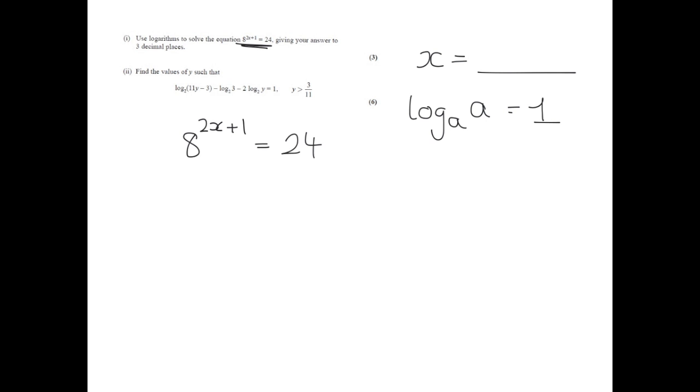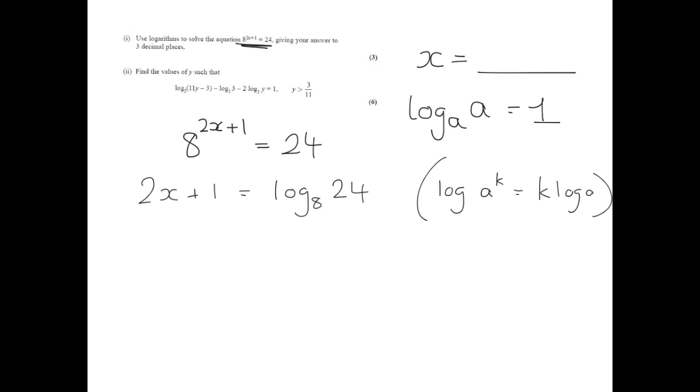So if I take, like I said, logs to the base 8, I'm going to get 2x plus 1 is equal to log to the base 8 of 24. Remembering just the log rules here, so if I have log of any base really, a to the k is the same as writing k log a. And then just using my calculator, I could type in log 24 to the base 8.